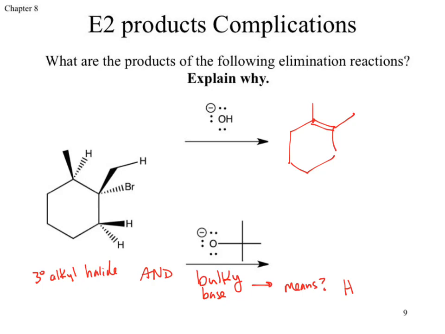Anybody draw this product for the first one? Okay, why might we draw this product? It's the most substituted. What we said earlier, based on Zaitsev's rule, we form the most substituted product. This is the product for an E1 elimination. It's not the product for the E2.